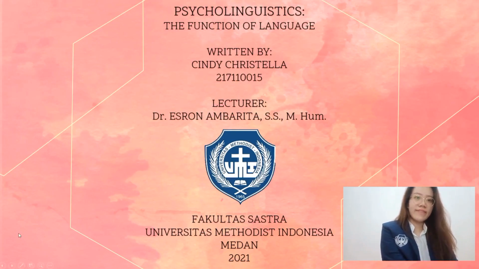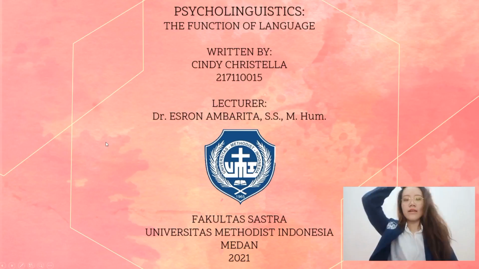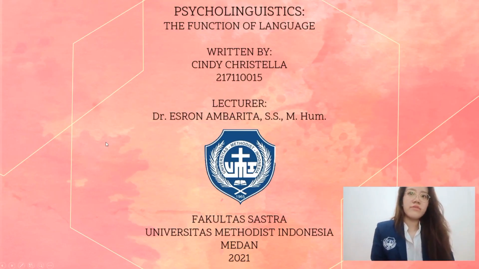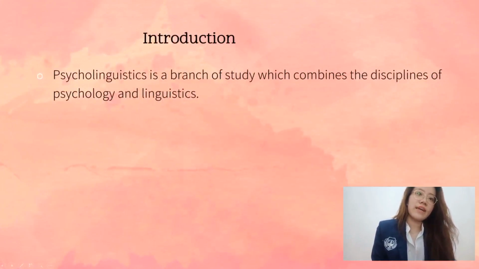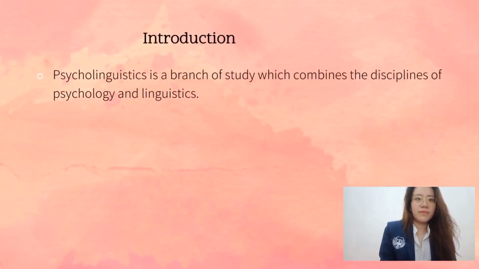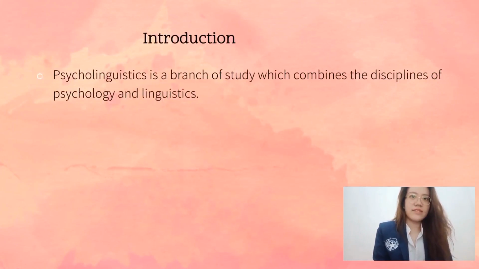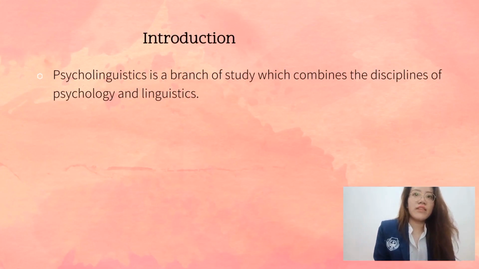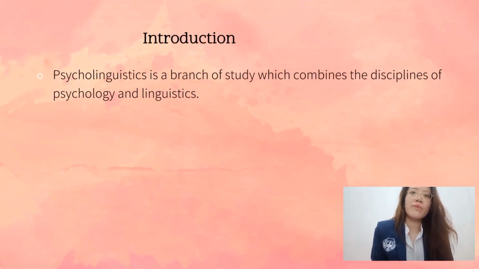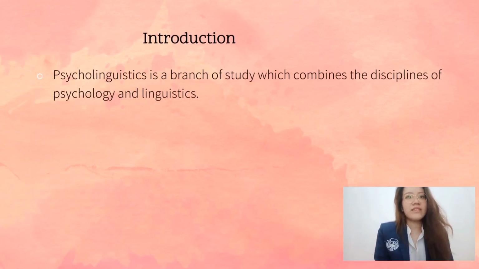And for the final exam, we will discuss the function of language. Before we start with the topic, I will talk a little about psycholinguistics. What is psycholinguistics? Psycholinguistics is a branch of study which combines the disciplines of psychology and linguistics. It is concerned with the relationship between the human mind and language, as it examines the processes that occur in the brain while producing and perceiving both written and spoken discourse.